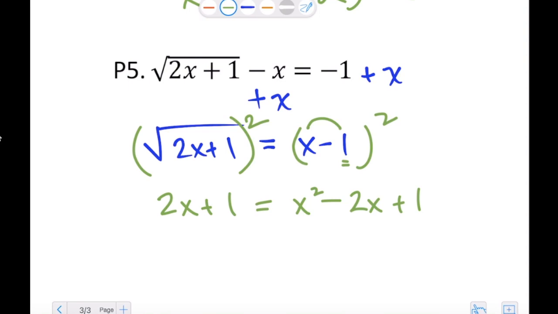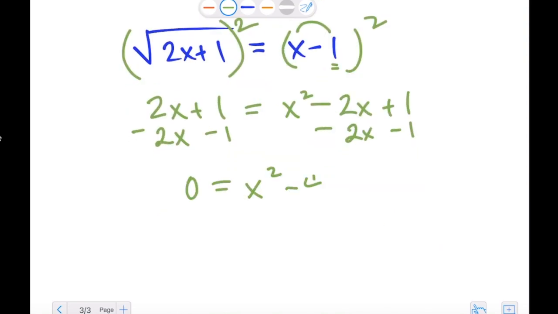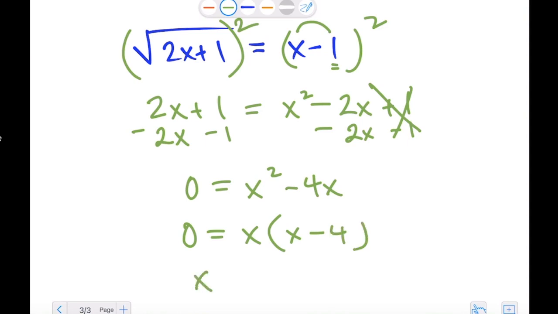Let's get one side equal to 0. So I'm going to subtract 2x and subtract 1. I'll subtract 2x here and subtract 1 right there. So we end up with 0 is equal to x squared minus 4x. Positive 1 plus negative 1 is 0. And we can factor out an x. So our x is equal to either a 0 or a 4.